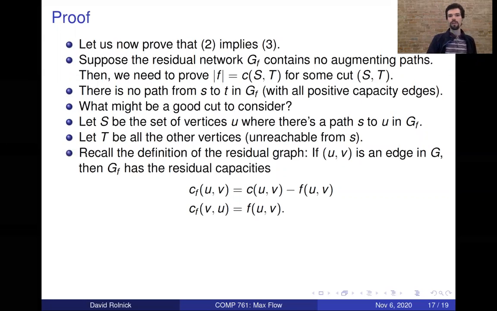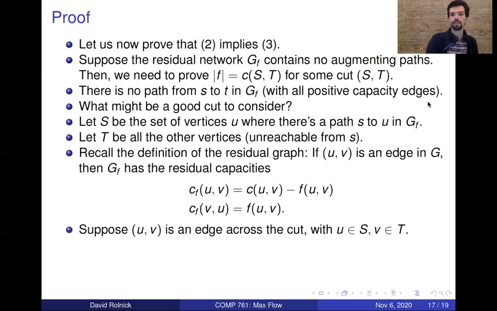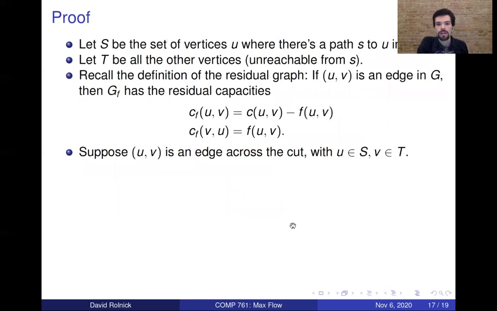Yeah. So recall the definition of the residual graph. If UV is an edge in G, then G_f, the residual graph, has the residual capacities, this and this. The capacity UV is just whatever was left over. The capacity VU is whatever the flow was. So we could go back with up to whatever flow we had. And we could also take any additional flow that was left over from the capacity. Suppose we have an edge across the cut with U in S and V in T. Let's look at the capacity of UV.